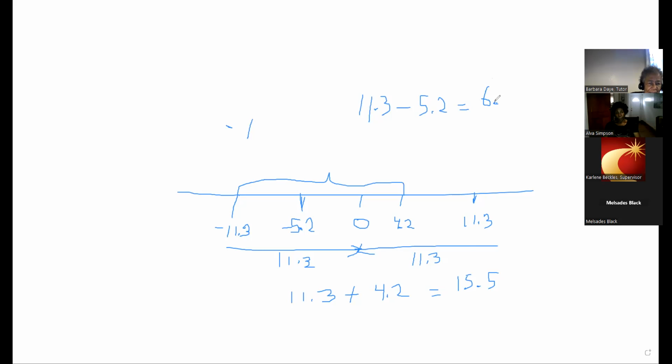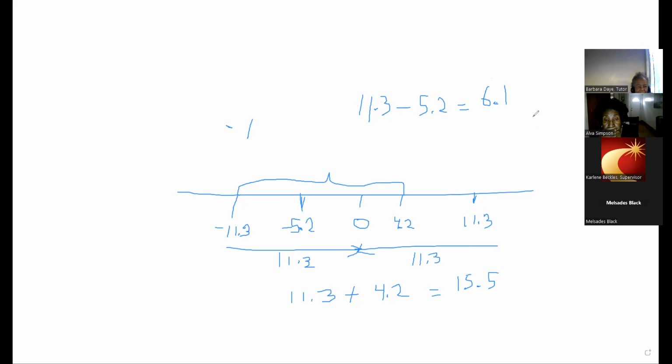No signs. Starting point minus ending point. Distance, you moved 6.1 to go from minus 11.3 to minus 5.2. Just subtract them. Starting point minus ending point, 6.1.